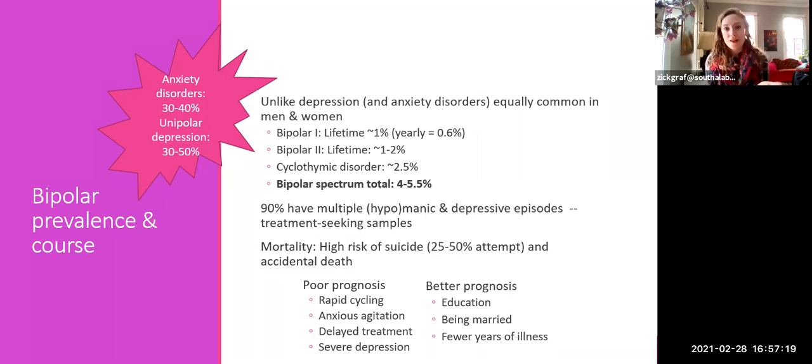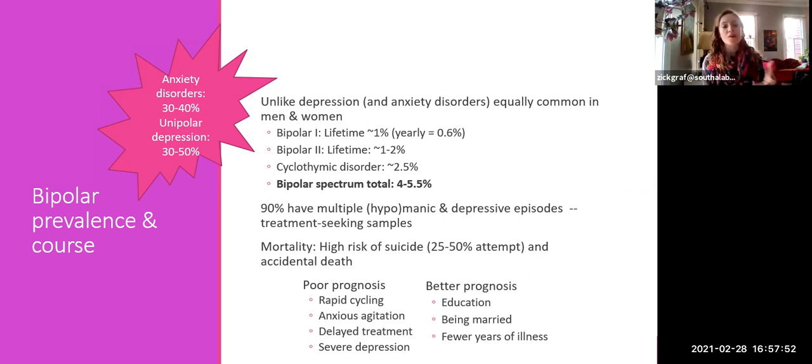Unlike depression and unlike anxiety disorders, bipolar disorders are equally common in men and women. And when disorders don't have a gender difference, that is often taken as evidence that these disorders have more biological predisposing factors and fewer environmental predisposing factors. In bipolar disorder, we consider this a disorder that someone is pretty much born with, and the only precipitation from the environment is precipitation that activates pre-existing risk.